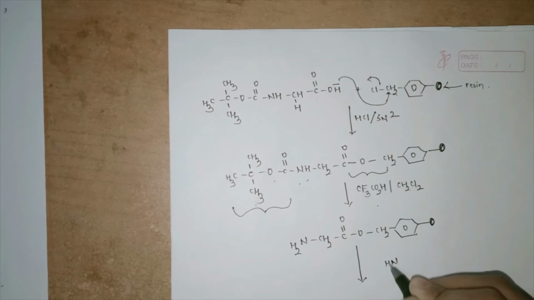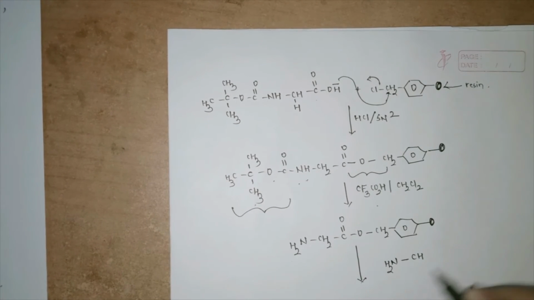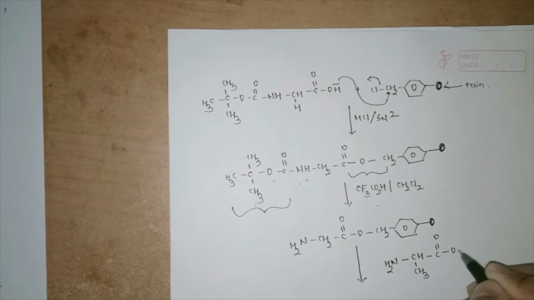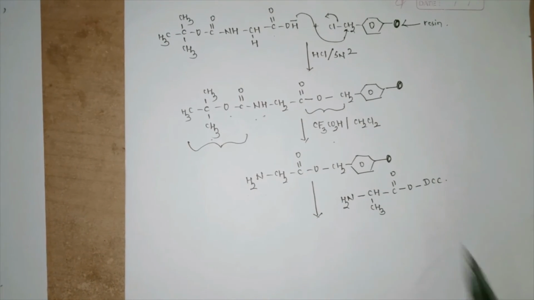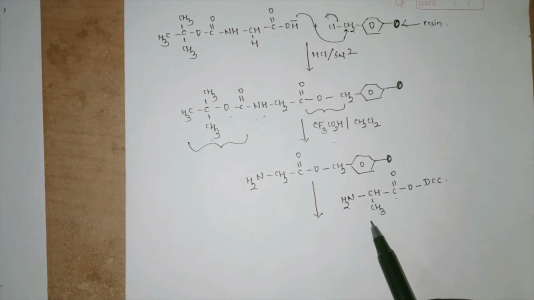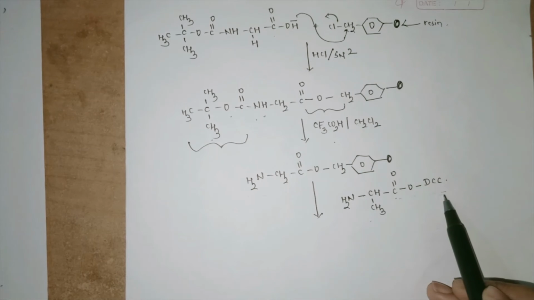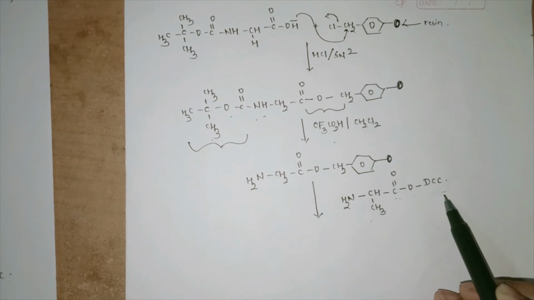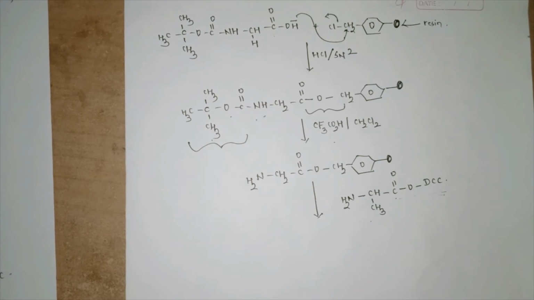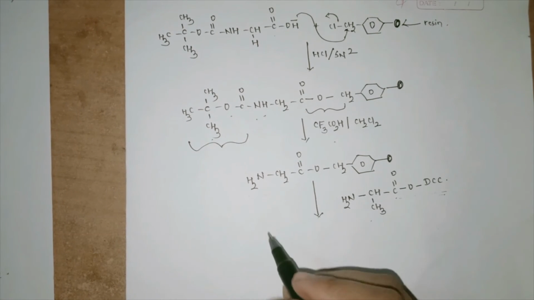Now a new amino acid is nothing but NH2, CH, CH3, C double bond O, ODCC system. So what is this ODCC system? Now the carbonyl carbon of the alanine system is activated by the addition of the DCC system. We have already seen this procedure of how a carbonyl carbon could be activated by the DCC system.